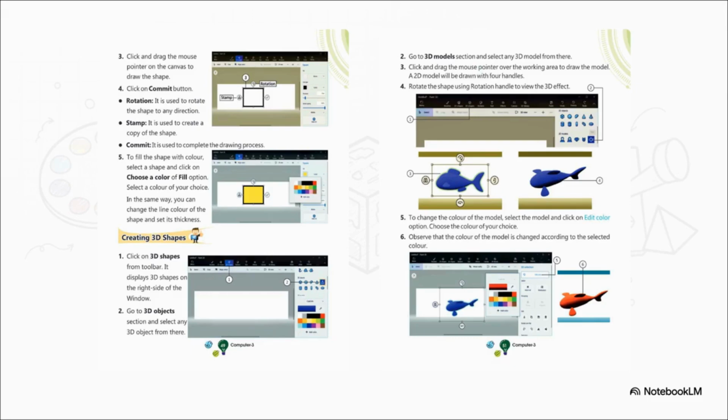On the left, we have a basic flat 2D square. You can see the Stamp and Commit buttons we just talked about, along with a rotation handle. But look at the right side. That is a 3D model of a fish pulled right from the 3D Shapes library. When you draw a 3D model, it has that exact same rotation handle. But when you click and drag it, you aren't just spinning a flat image around like a steering wheel. No way. You are physically rotating a 3D object in space, letting you check out its sides, its top, its bottom. That rotation handle is literally the key to unlocking the 3D effect.